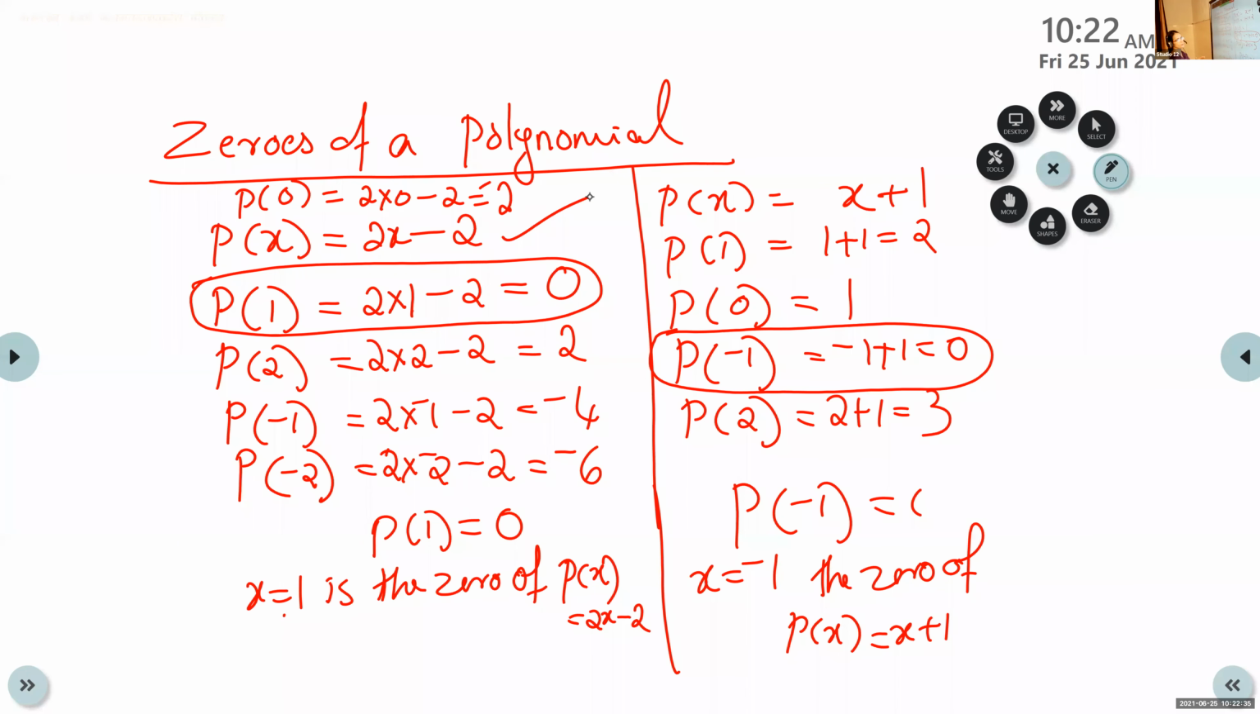2x minus 2. Now find p of 1, p of 2, p of minus 1, and p of minus 2. Find the values for p of 1, p of 2, p of minus 1, and p of minus 2. Right?